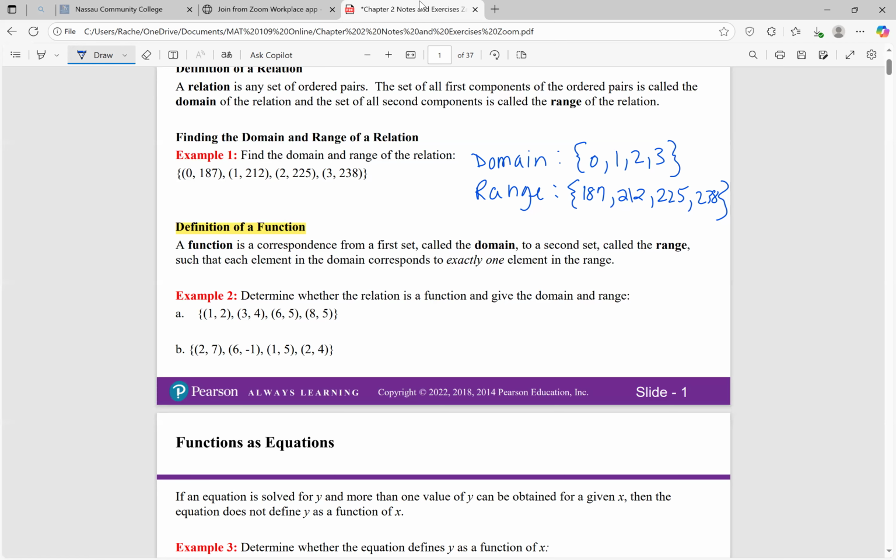So in this case, and you know what, I'll do it for this first one. Sometimes it's nice to make an arrow diagram. For my x values, I have 1, 3, 6, and 8. For my y values, I have 2, 4, and 5. So 1 is paired with 2, 3 is paired with 4, 6 is paired with 5, and 8 is paired with 5. But notice each element of the domain corresponds to exactly one element in the range. So the relation in example A is a function.